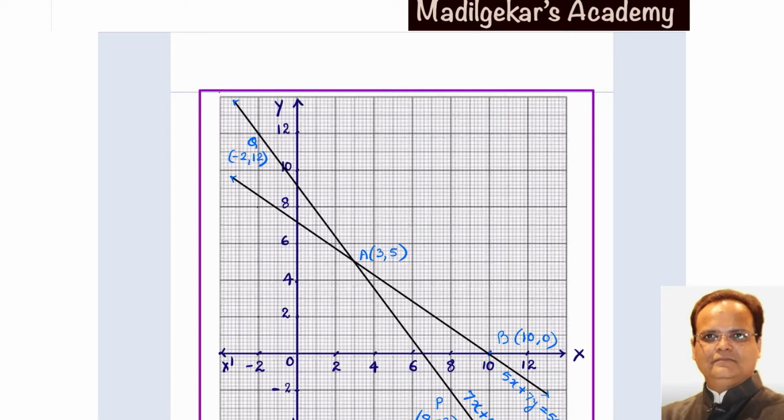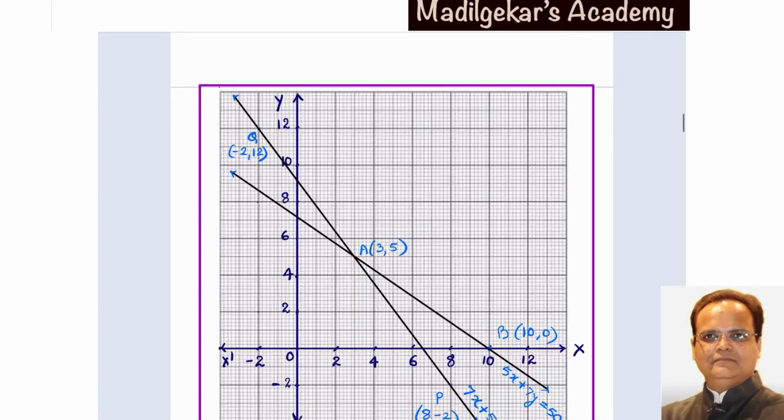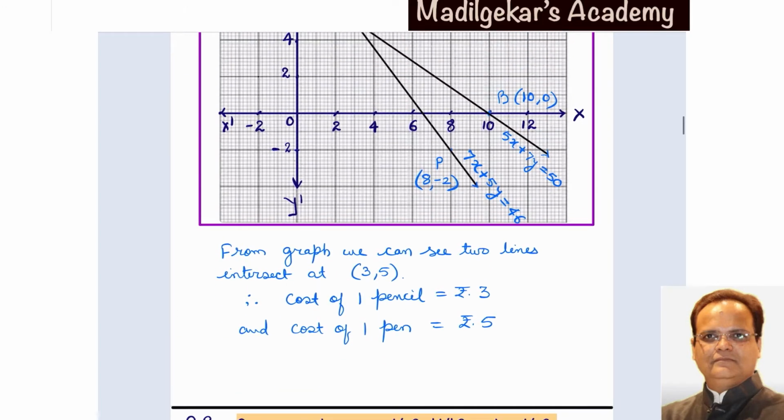As we can see, they intersect at (3, 5). From the graph we can see that the two lines intersect at (3, 5). As the first value is of x and the second value is of y, we can say that the cost of one pencil is rupees 3 and the cost of one pen is rupees 5.